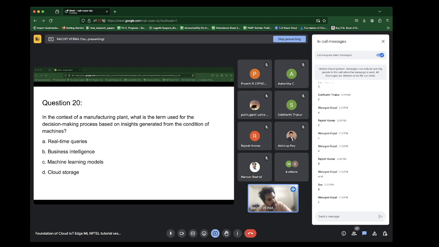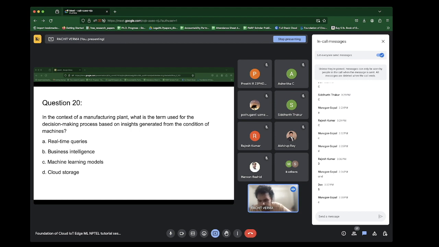So machine learning may only be a small part of it. We may even use heuristics instead of machine learning models. Machine learning is not the only way of generating insights from data, right? There are many statistical techniques that can be used to generate these insights.